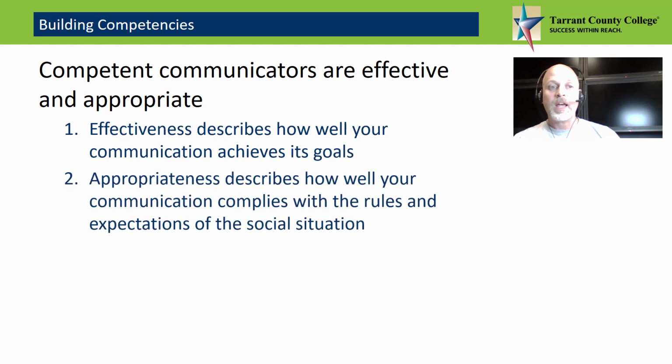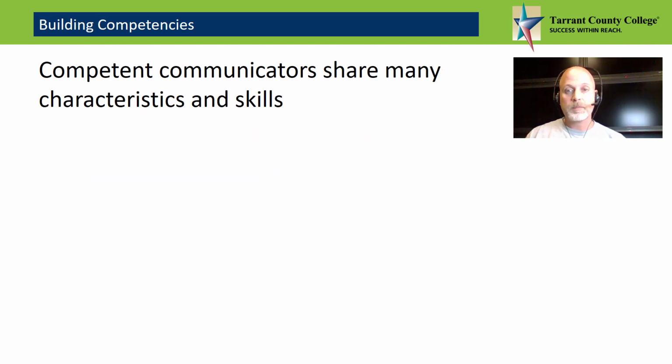And then appropriateness. A competent communicator should also be appropriate, and that means attending to the rules and expectations that apply in a given situation. So competence comes down to two things: how effective you are, how well your communication achieves its goals, is the effective part, and the appropriate part is the ability or the skills with which you attend to the rules and expectations that apply in any given social situation.